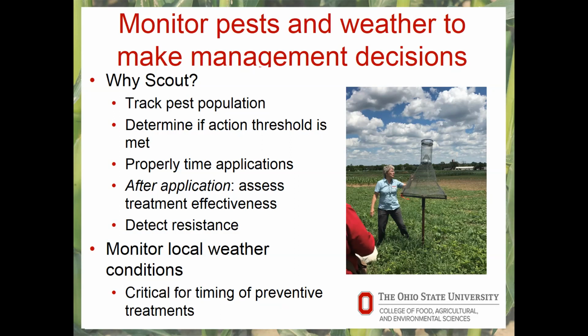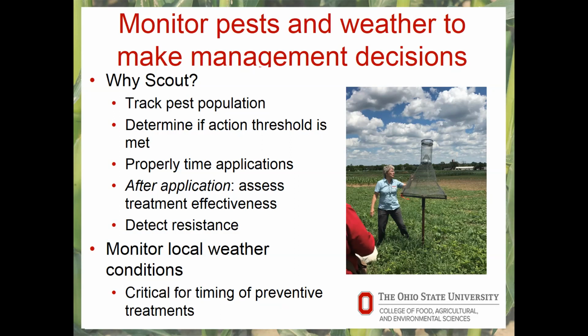Scouting is also important after a pesticide application to determine whether it was effective. It's also the only way to determine whether your pest may be resistant to the pesticide you're using. Traps, as seen in this picture, are available for some types of pests. Others you may have to actively scout the field.